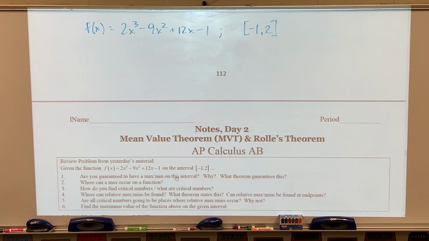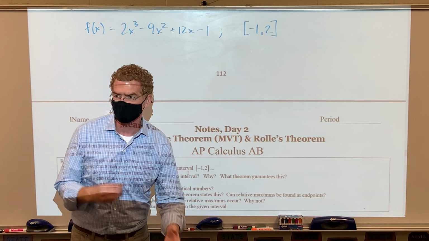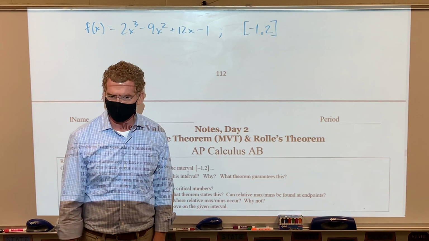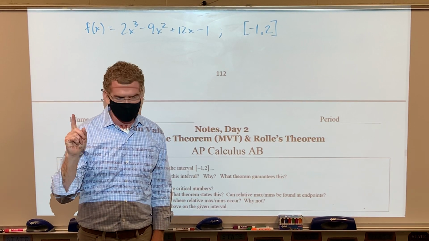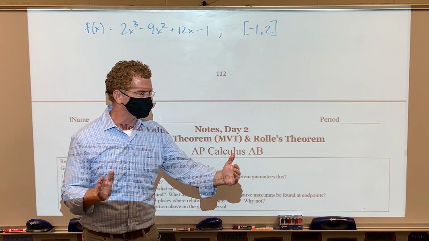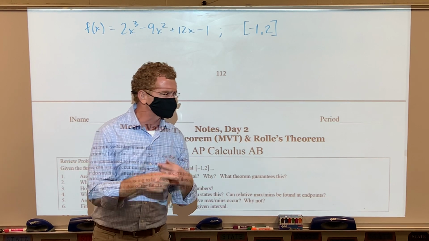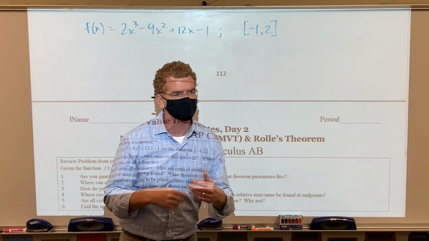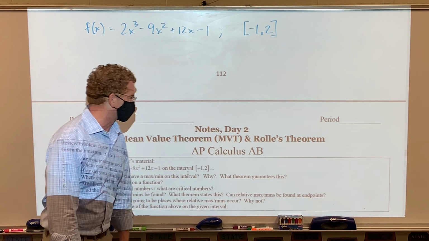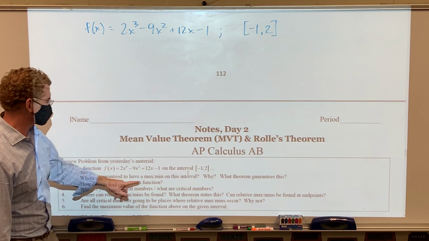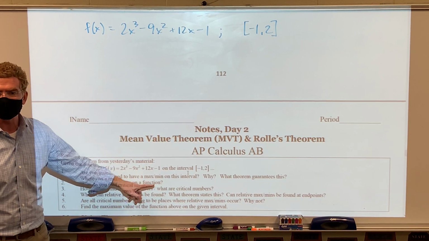Okay, number 2, where can a max occur on a function? What do we say in the lessons we've been watching? A max can occur in one of 2 places: critical points or endpoints of a closed region. Now we're going to learn some things after this about critical numbers, how to actually test for relative maxes and relative mins using these derivative tests that we're going to learn. But as of right now, maxes or mins for that matter, are critical numbers or endpoints.